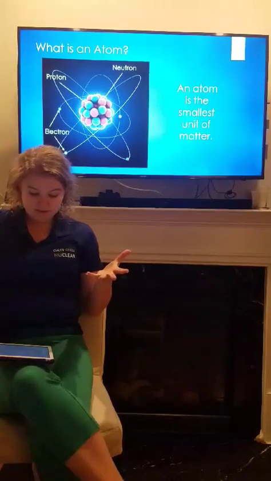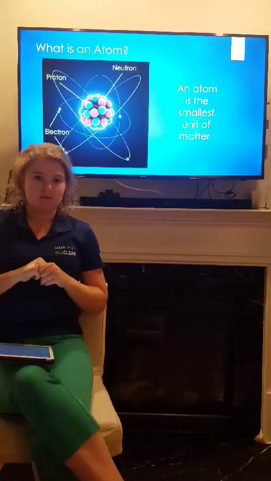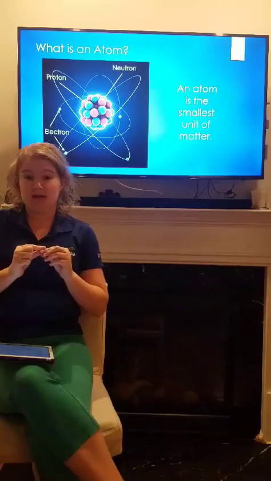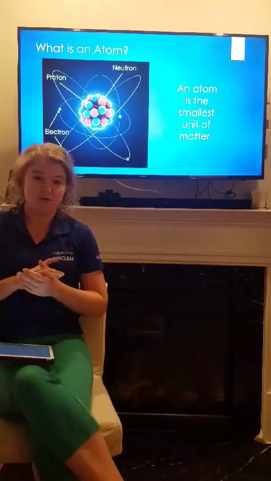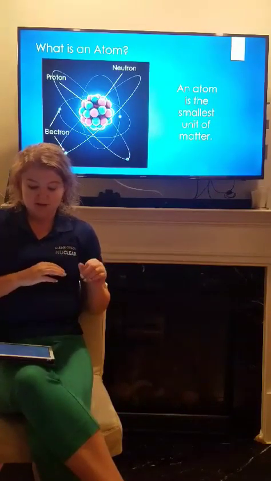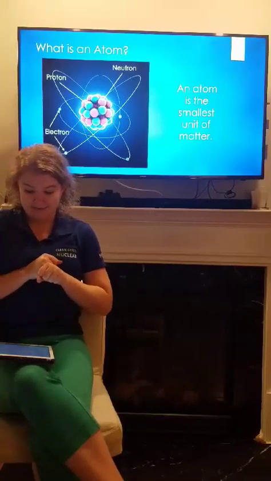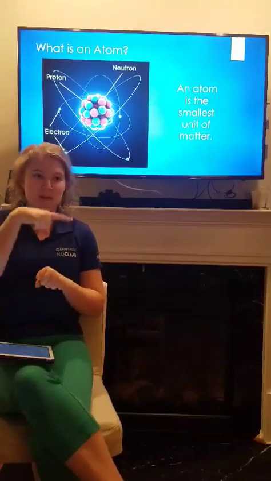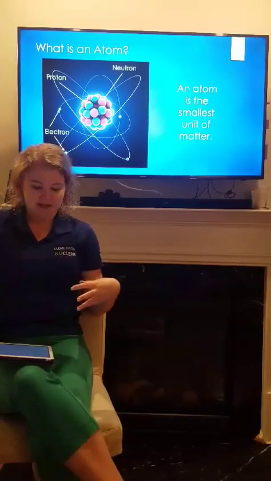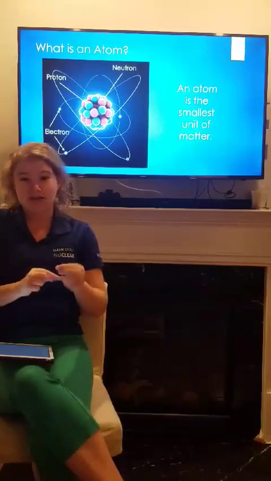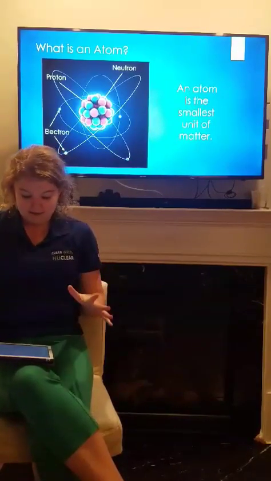So how many atoms are in a grain of salt? We said atoms were super tiny, and a grain of salt we usually think of as pretty small. So how many atoms do you think are in that one grain of salt? The answer is 1.2 times 10 to the 18th. So it's a billion billion atoms, or a million trillion atoms. It's a lot of atoms just in that tiny grain of salt. So atoms are super tiny, and they make up everything around us.